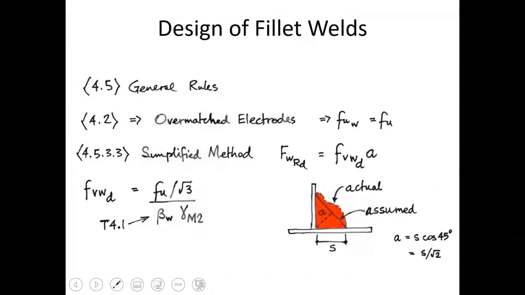So if we look at design of the fillet welds, we've got some general rules in there. If we have overmatched the electrodes, then we can say that the ultimate strength of the weld is equal to the ultimate strength of the material.